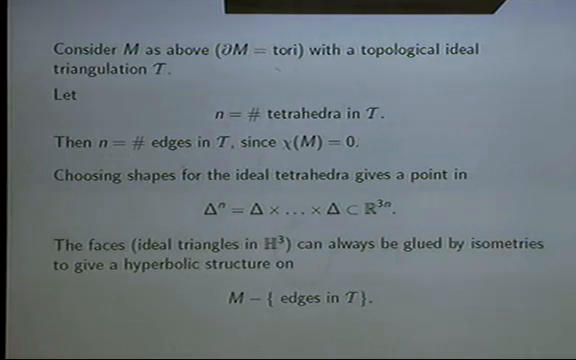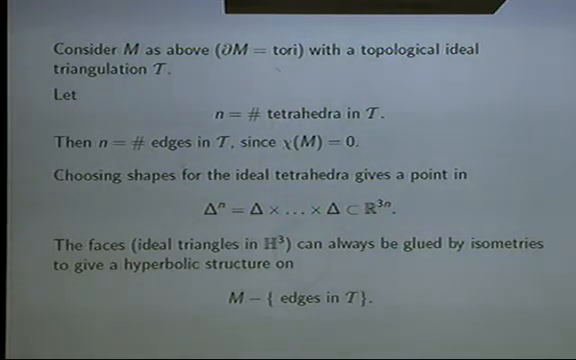Now let's suppose we just pick arbitrary shapes for all of these n tetrahedra. That will give us a point in the product of n copies of this triangle delta with itself. So for the first tetrahedron you get some point in the first triangle. You just write down the list of all these dihedral angles, and that lives in delta to the n, which is sitting inside R to the 3n.